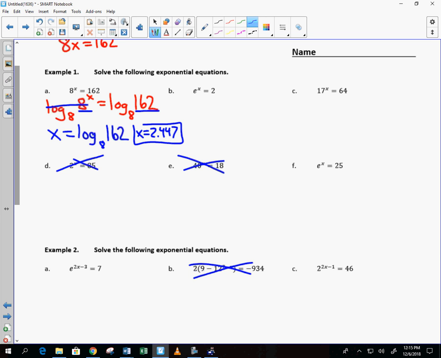How do I get rid of a base of e? I do log base e, which is natural log. Natural log of e to the x is equal to natural log of 2. Just take the natural log of both sides. And you can see that what happens is that goes away, leaving x is equal to the natural log of 2, and if you type it in your calculator, you get 0.693.